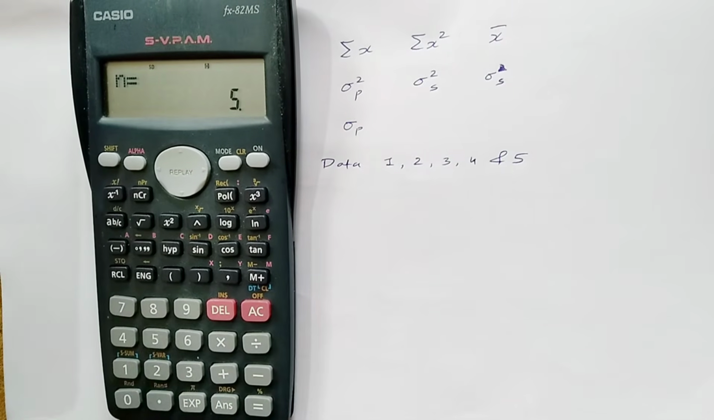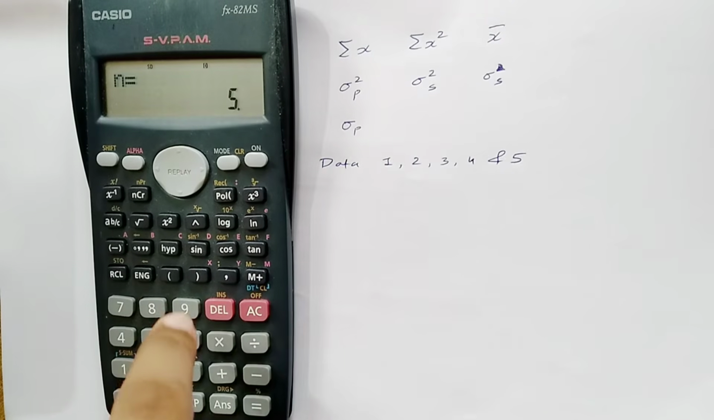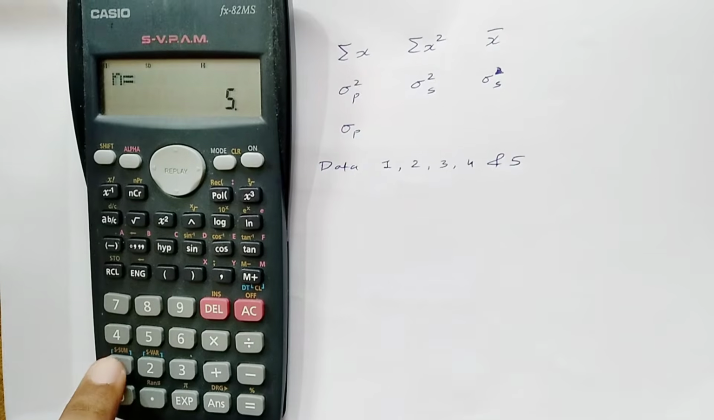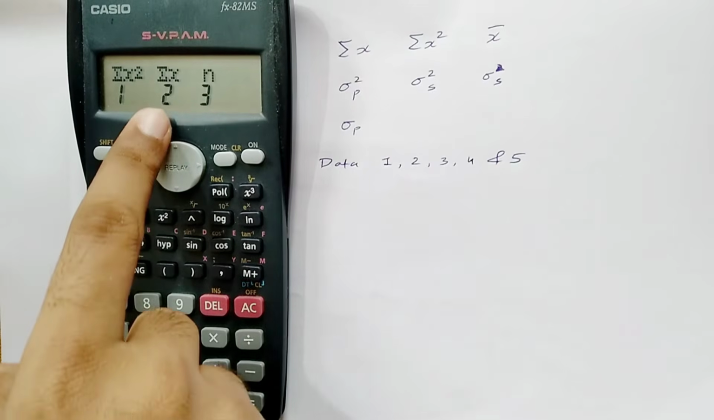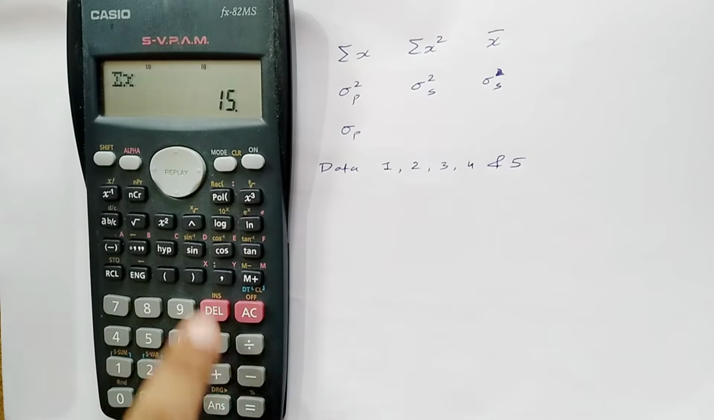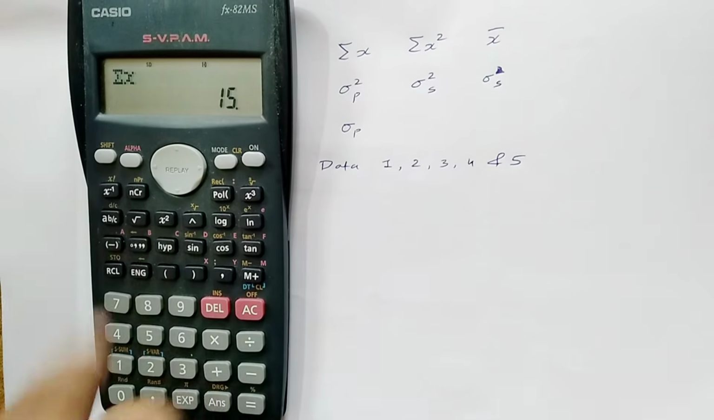Okay, now we will start the calculation. So the first thing that I would like to calculate is summation of x. So shift, press 1. Here summation of x has symbol 2. So press 2 and then equal to, that is 15. So sum of all this value is 15.